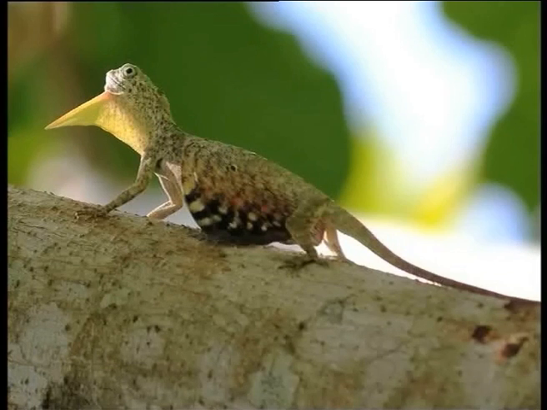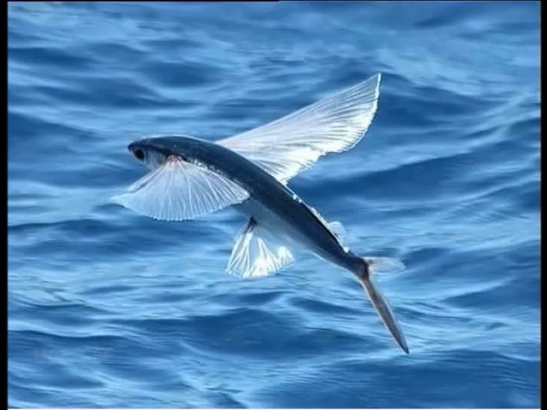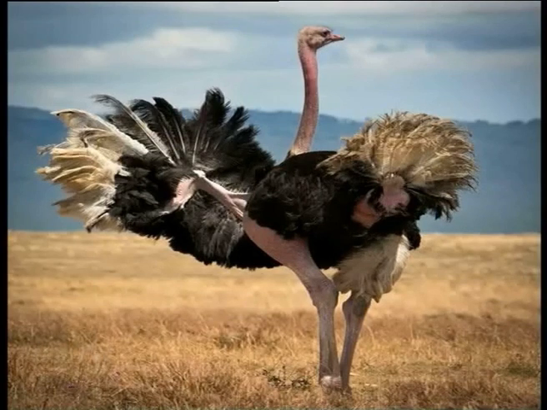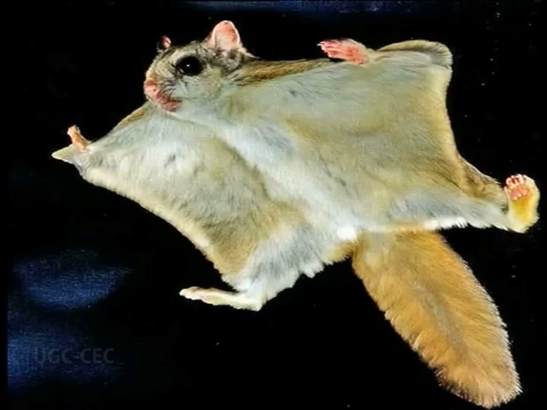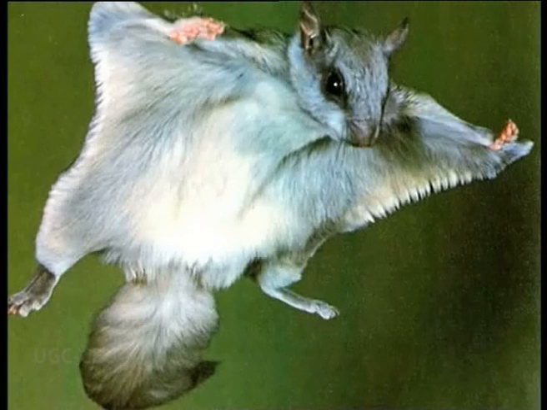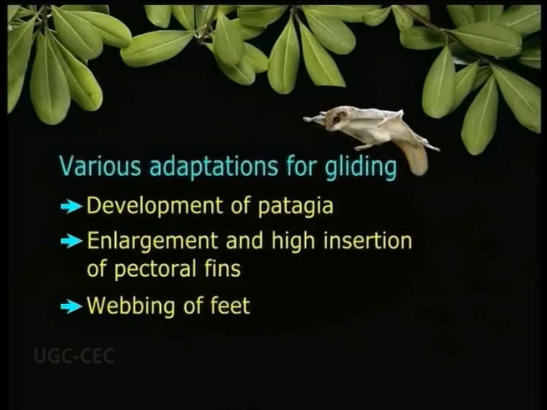Gliding flights are performed by various lizards, for example flying dragon; fishes, for example Exocoetus; birds, for example ostrich; and mammals like flying phalangers. Among mammals, the flying squirrel has a highly developed patagium. In fishes, adaptations include enlargement and high insertion of pectoral fins.